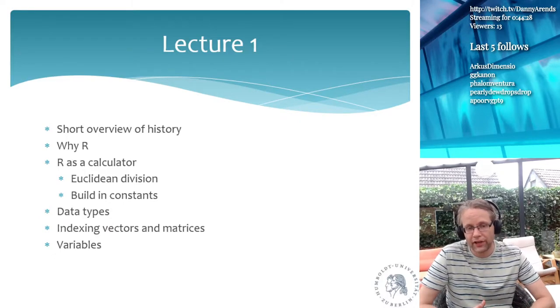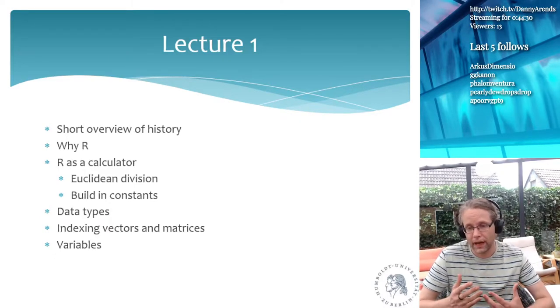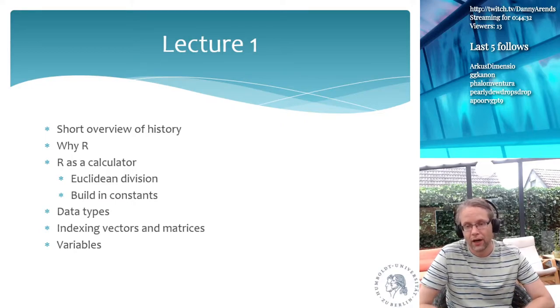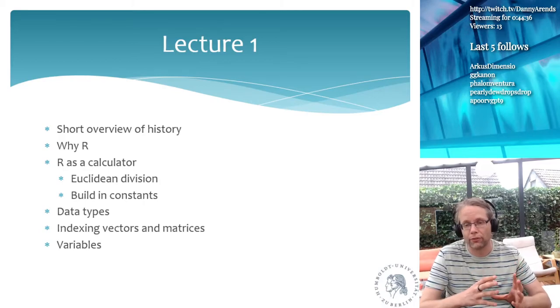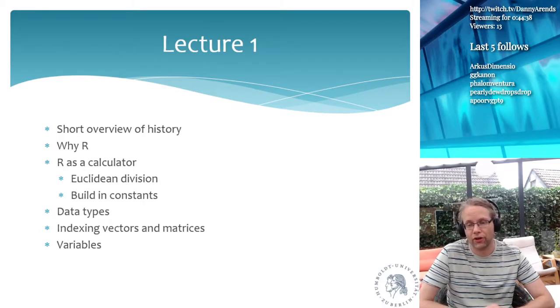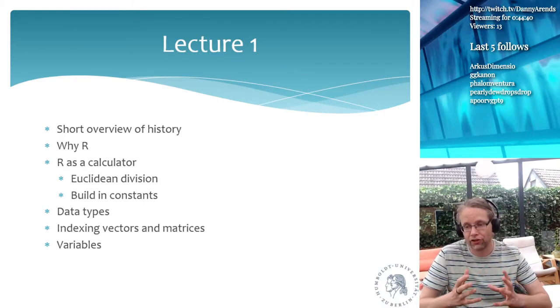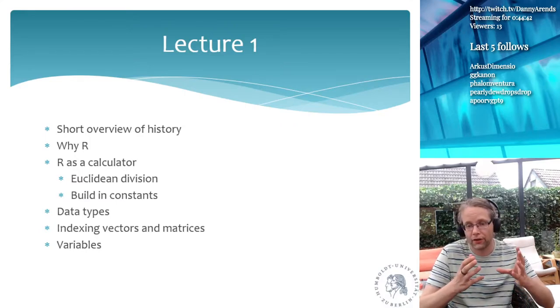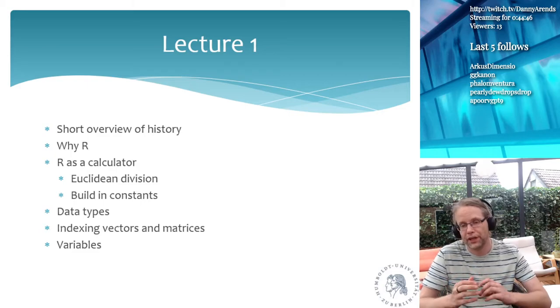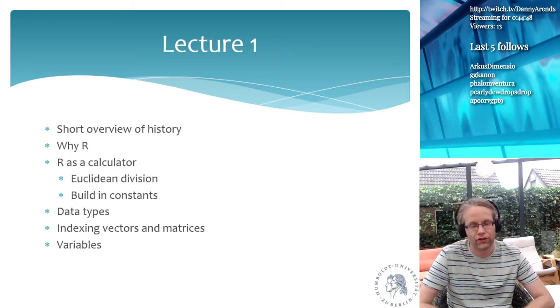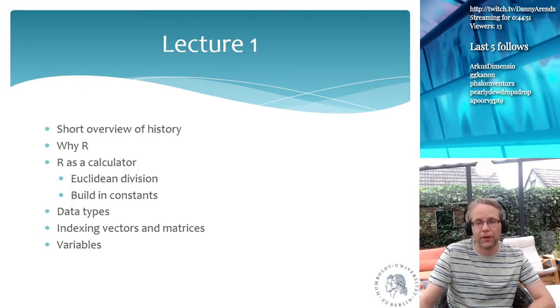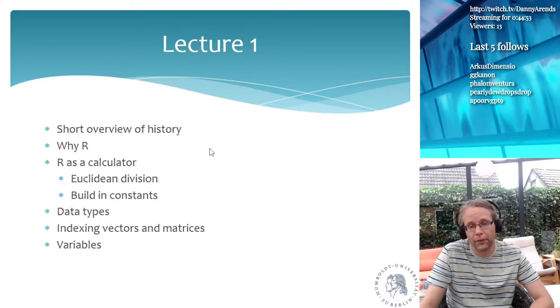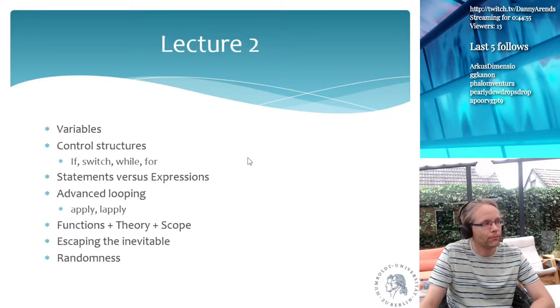Furthermore, indexing of vectors and matrices happens by square brackets, and in matrices, the first element that you specify is the row, and the second element is the column. And this, of course, is very similar to the apply function, where the margin of 1 means the rows and the margin of 2 means the columns. So it is very consistent. We also talked a little bit about variables, so know what a variable is and how you can use it.